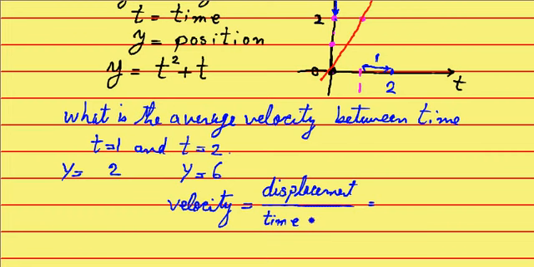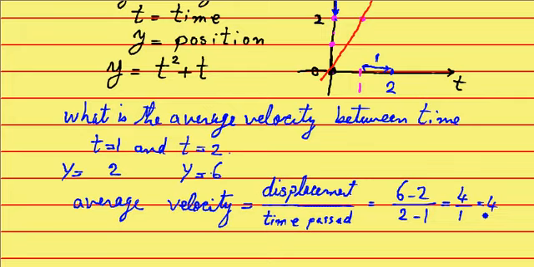So that's the time passed. Displacement: we went from 2 to 6, so 6 minus 2. Time went from 1 to 2, 2 minus 1. So 4 over 1, and that is 4. What kind of velocity is this? This is something we call average velocity. From time t equal to 1 to time t equal to 2, average velocity is 4.